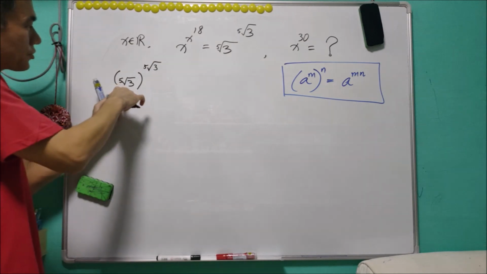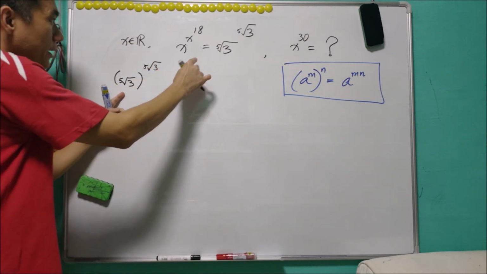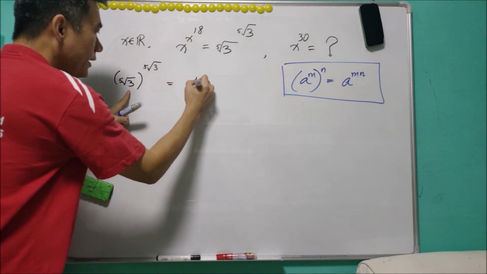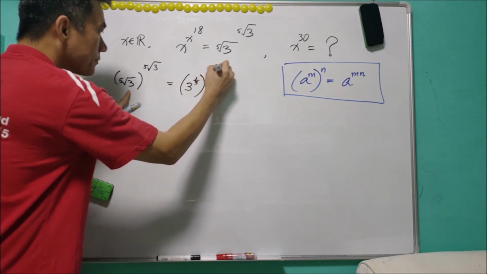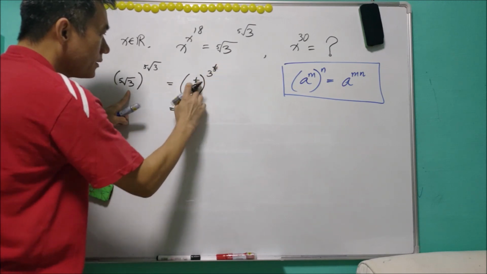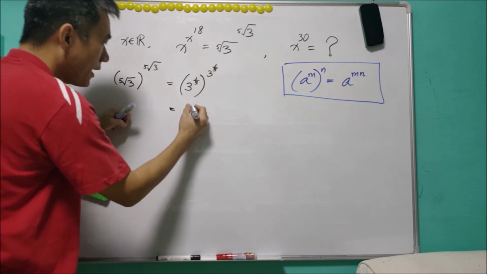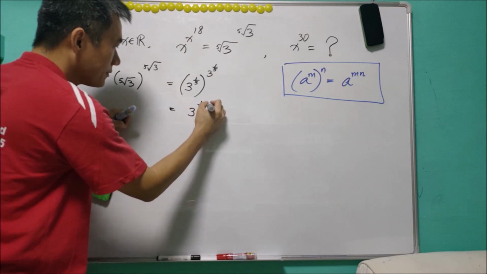First of all, I try to write this in terms of x to the power of 18. This actually means 3 to the power of 1 over 5, to the power of 3 to the power of 1 over 5. Now this is like a to the power of m to the power of n, and this means a to the power of m times n.